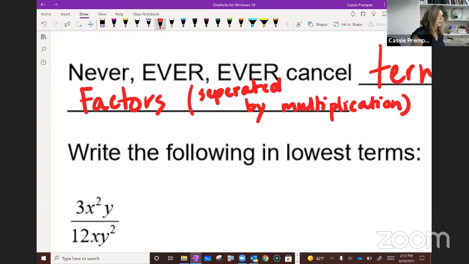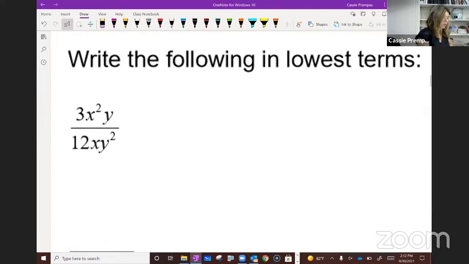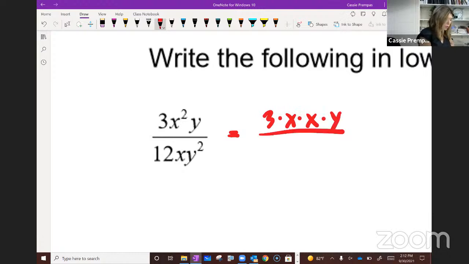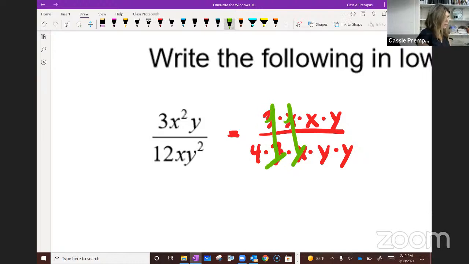Okay, so let's keep working with this concept, now just focusing on polynomials. Write the following in lowest terms. So if I look at 3x squared y over 12xy squared, I could write it in factored form. This would be 3 times x times y over 12 is 4 times 3 times x times y. And hopefully you can see this principle illustrated well. I can divide 3 by itself and call it 1. I can divide x by itself and call it 1. What else can I divide? Y, good, y by itself. So my answer turns into x over 4y.